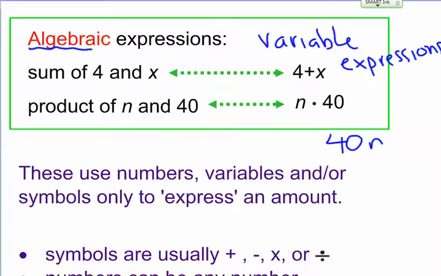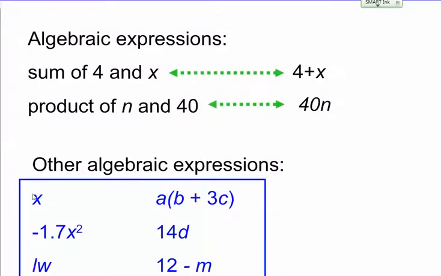And then we moved to algebraic expressions. Algebraic expressions have to have at least one variable. They can have numbers, but they must have at least one variable. So 4 plus x is a variable expression. A number multiplied by 40, 40n, is a variable expression. As long as there's at least one variable. Here are some other examples. It can just be x by itself. That's a variable expression. I can have 3 variables, brackets, and 1 number.